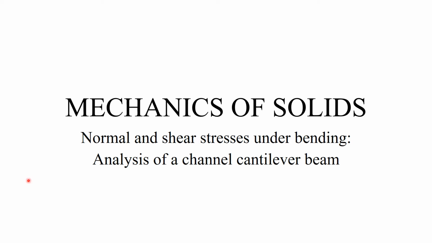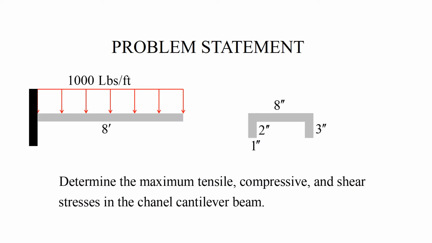The purpose of this video is to demonstrate how normal and shear stresses are calculated in non-rectangular beams. We consider a channel beam with uniform thickness of 1 inch. The beam is 8 feet long and it is loaded by a uniformly distributed load, 1,000 pounds per foot. Our task is to determine the maximum tensile, compressive, and shear stresses in this beam.